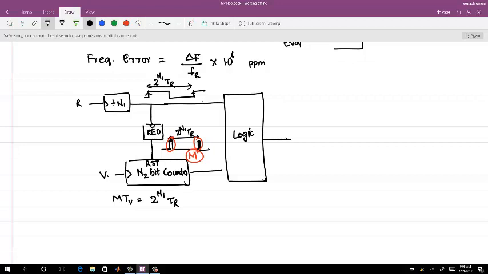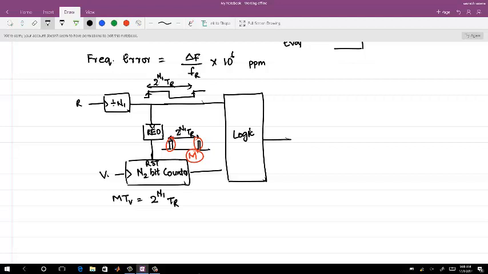So did you get this? The two rising edges are 2 power n1 times tr away. The rising edge detector is generating a pulse at each rising edge. So that is the time difference in which I am counting. My reference is fixed, that's how I am counting with respect to tr. And within these two rising edges, I count some m cycles of signal v. So m times tv should be equal to 2 power n1 times tr, ideally. But you can count whether you are coming just after the rising edge or even later, so those errors will remain, but it will still give you a good approximation of the frequency error.